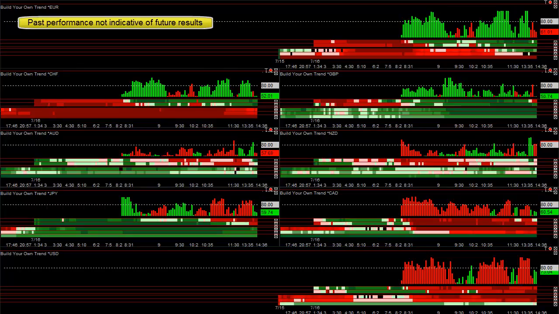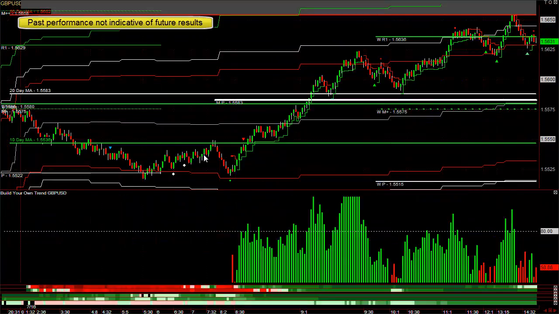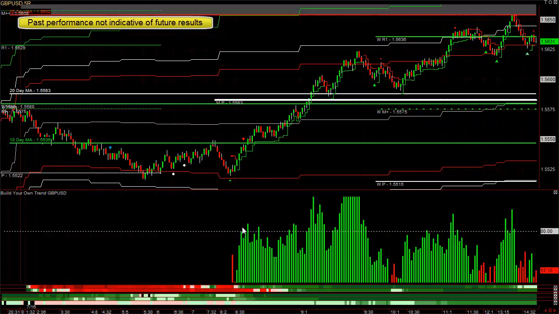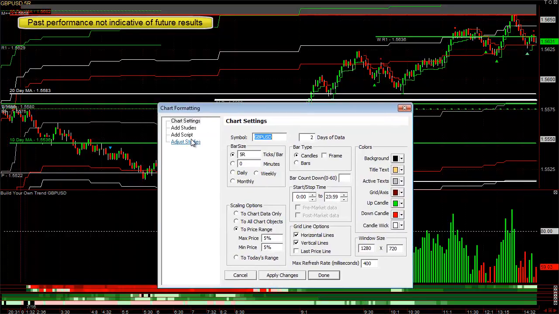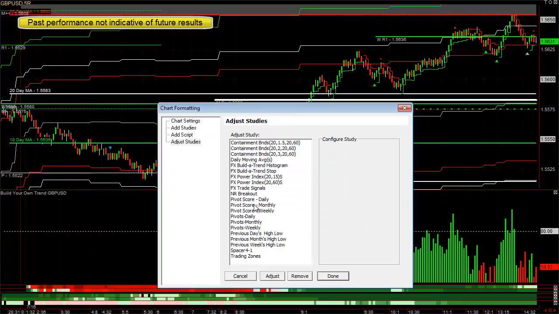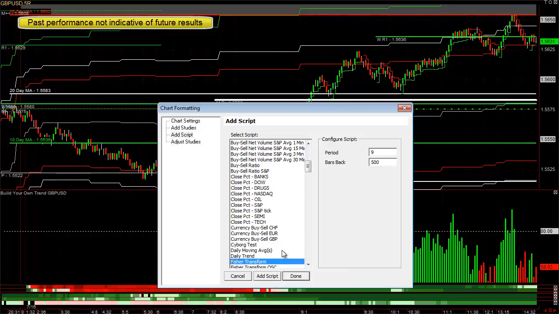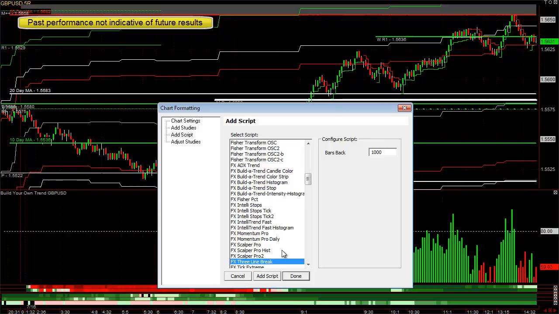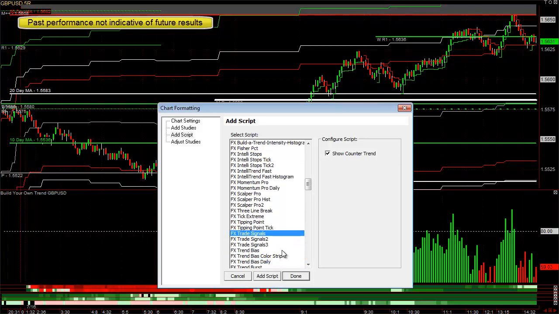Step 2 is to bring up that currency's chart. And you can see I brought this up around 8:30 and our real-time tools started to show some signals on here. One of the new features in the version we're going to be releasing today is when you remove the FX trade signals and add it again, you will see that it now allows you to not show counter trend trades.